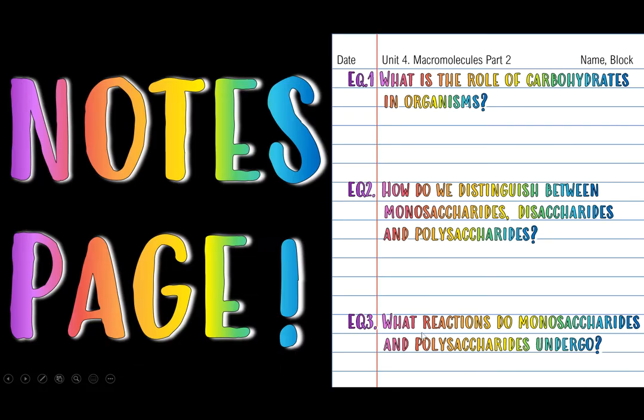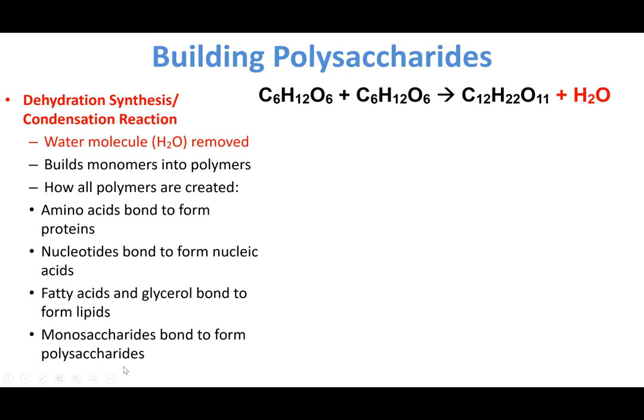Okay, we're going to do essential question number 3. What reactions do monosaccharides and polysaccharides undergo? So now we're talking about types of reactions. In order to build polysaccharides, remember, this is glucose. This is a monomer. And this is a monomer. 2 monomers together, this is going to be a disaccharide. It's going to have 2 rings.